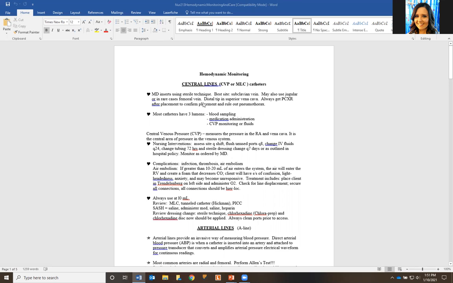The complications of a central line could be infection, thrombosis, or air embolism. So usually if it's a small, teeny tiny air bubble, we're not worried, but if it's greater than 10 to 20, so a full syringe full of air, you may see signs of air embolism. Patient may complain of confusion, lightheadedness, anxiety. They may even become unresponsive. If this happens, what we need to do is place our client in Trendelenburg on their left side and give O2.